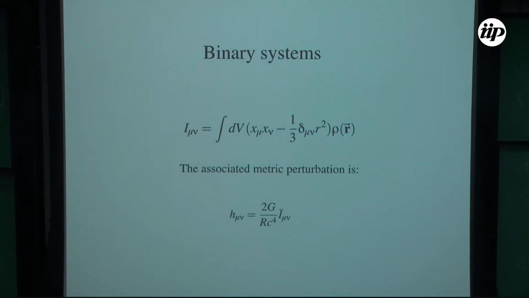I will try to be a bit more rigorous tomorrow, but essentially we can write the quadrupolar distribution of a binary system using the quadrupole tensor, and we know that the metric perturbation associated with it is going to be given by 2G over c to the fourth times the second time derivative of the quadrupole moment, divided by r, where r is the distance to the source.